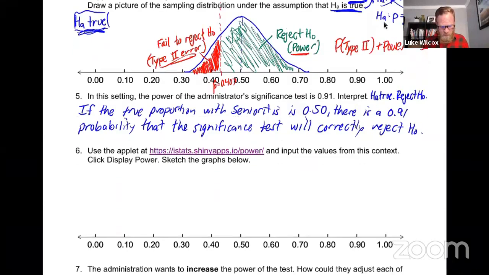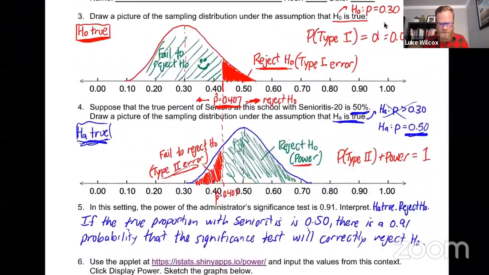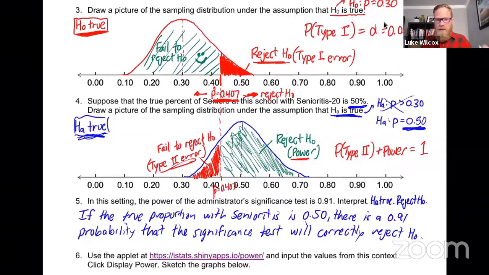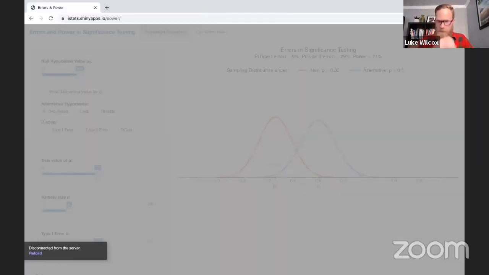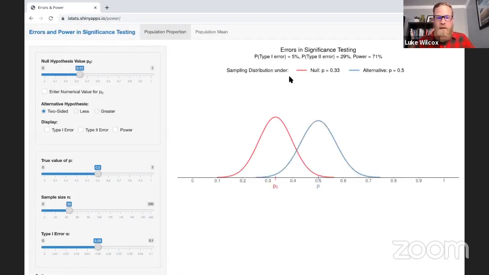Now, I'd like to show you an applet here, which is going to combine these two pictures where the null is true and the alternative is true. We're now going to combine those into the same picture here using this applet. There is a link on the activity here, or you could just certainly follow along with what I have on my computer here. So this applet is going to allow us to see the power represented in a picture format here, okay?